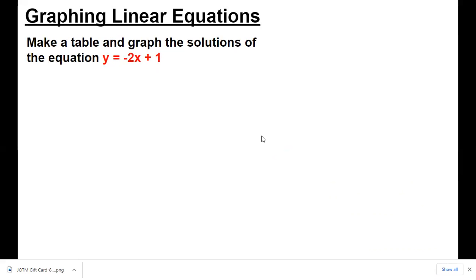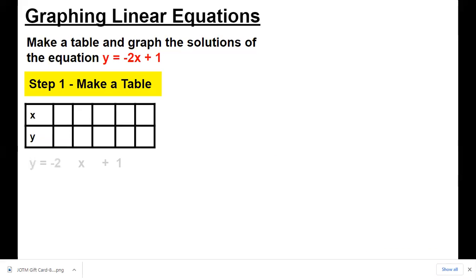Make a table and graph the solutions of the equation y equals negative 2x plus 1. Make the table. Plug in your values. I'm going to plug negative 1 in for x. That's going to give me 2 plus 1, or 3, for y.